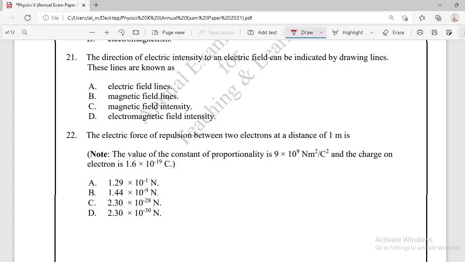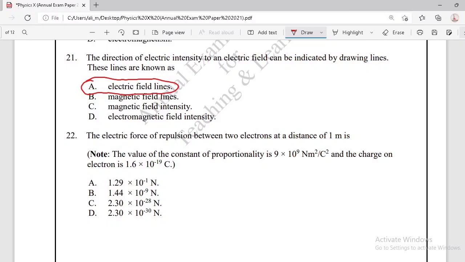Question number 21. The direction of electric intensity in an electric field can be indicated by drawing lines, and these lines are known as electric field lines. These lines are used to represent electric field intensity as well as the electric field. So option A is the right answer for question number 21.